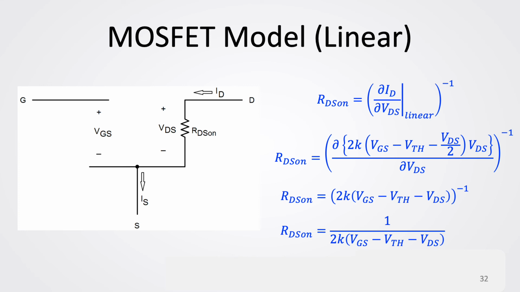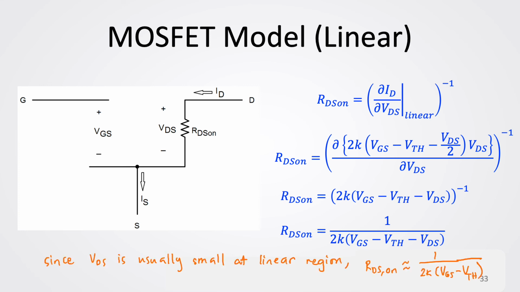Now, at least for EEE1E, we will only consider the cases wherein VDS would be usually small din naman in the linear region, so that we could say that for MOSFETs operating in the linear region, for our case, VDS is very small, so that we could approximate RDS on as just 1 over 2k (VGS minus VTH). Okay, we want to use this approximation because this means we only need to determine what VGS is, and then we'll be able to use that to approximate the resistance if the MOSFET is operating in the linear region.